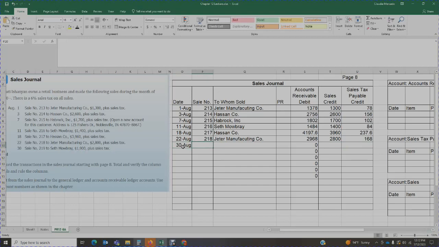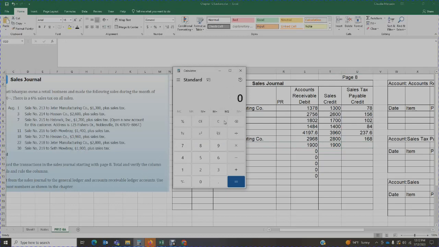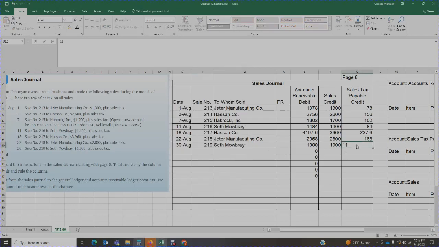Okay. Last but not least, we've got August the 30th. We've got sale number 219 to Seth. We sold $1,900 to Seth. So we're going to get $1,900 times 6%, and that's going to give me $114. Okay, so those are all of my sales on account for the month of August.